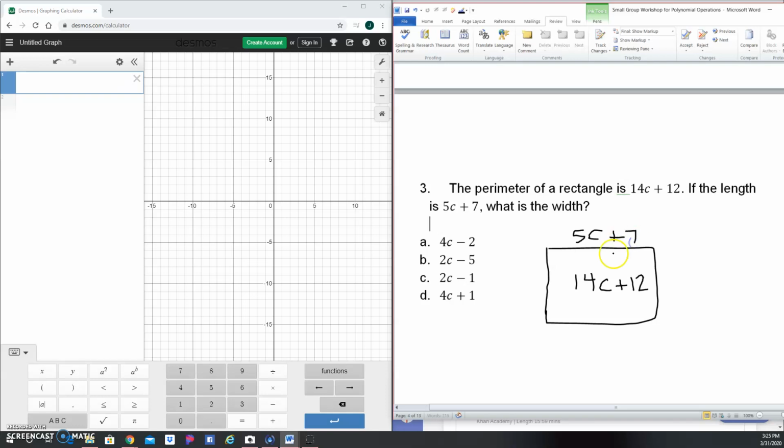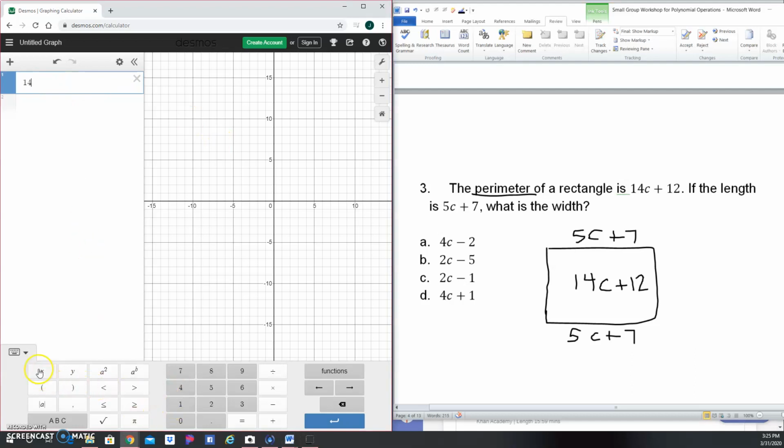Now, you know that the word perimeter means the distance around. Because it's the distance around, you also need this piece, which is also 5c plus 7. And guys, I'm not going to ask you to do this by hand. We are going to use Desmos. This is how we use Desmos: plug in the perimeter.